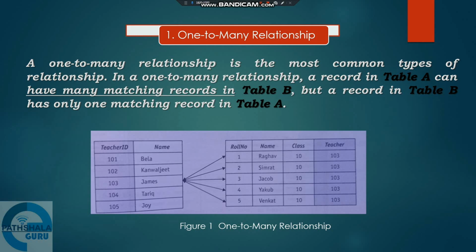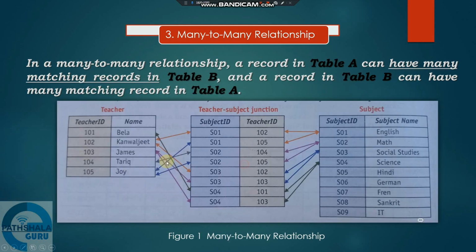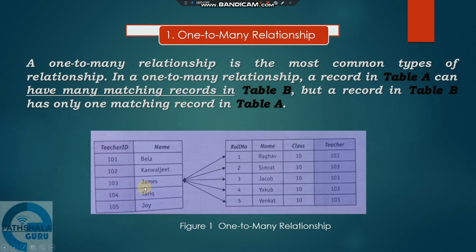So the teacher table has a one to many relationship, while from the student table's point of view, it is a many to one relationship. One thing is very important: in a one to many relationship, the one side table is called the parent table and the many side table is called the child table. This one is the one and this one is the many: parent table and child table.